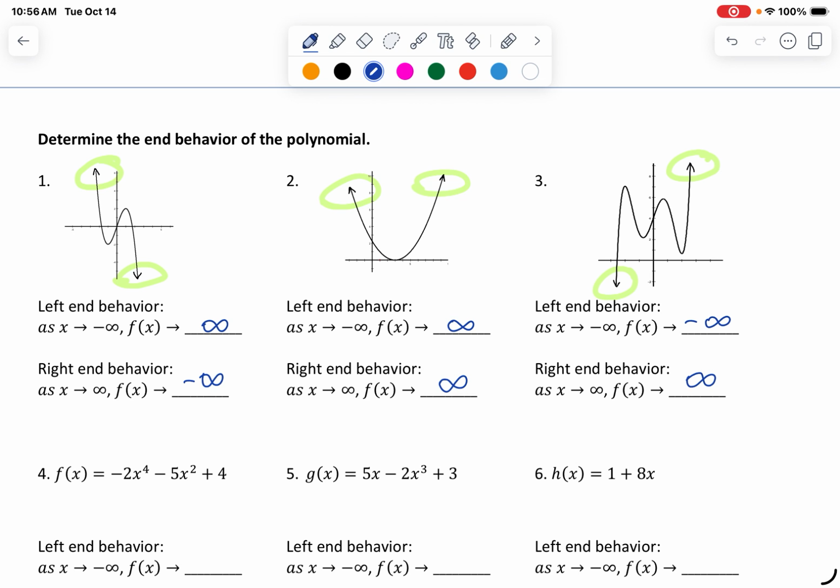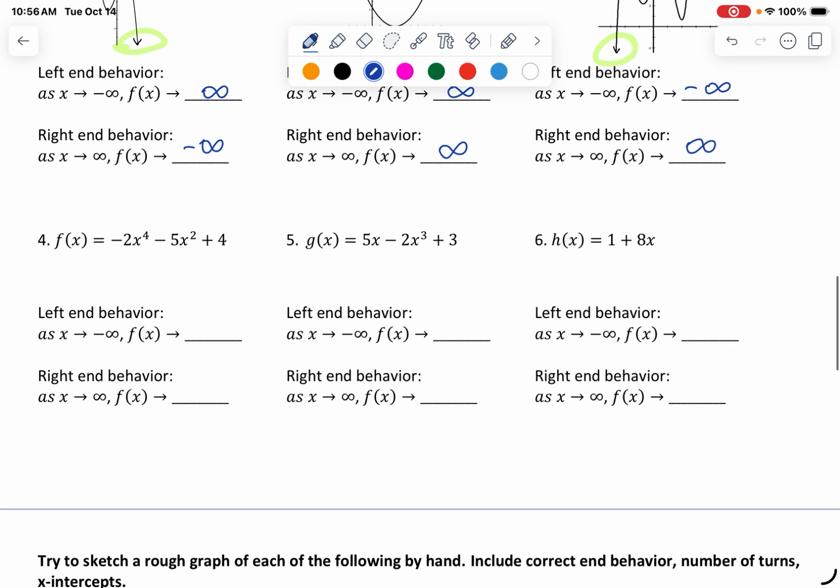Okay, next are from equations. So what we're going to do is we're going to use the leading term test. So we have to make sure it's in standard form, and then whatever the first term is, we use that, okay? The first equation here is in standard form, is expanded out, and it goes highest exponent to lowest exponent. So we are going to look at the first term. If you look at the degree is even, okay? And if you look here, this is negative. So it's even, which is the same direction, right? Even is the same direction.